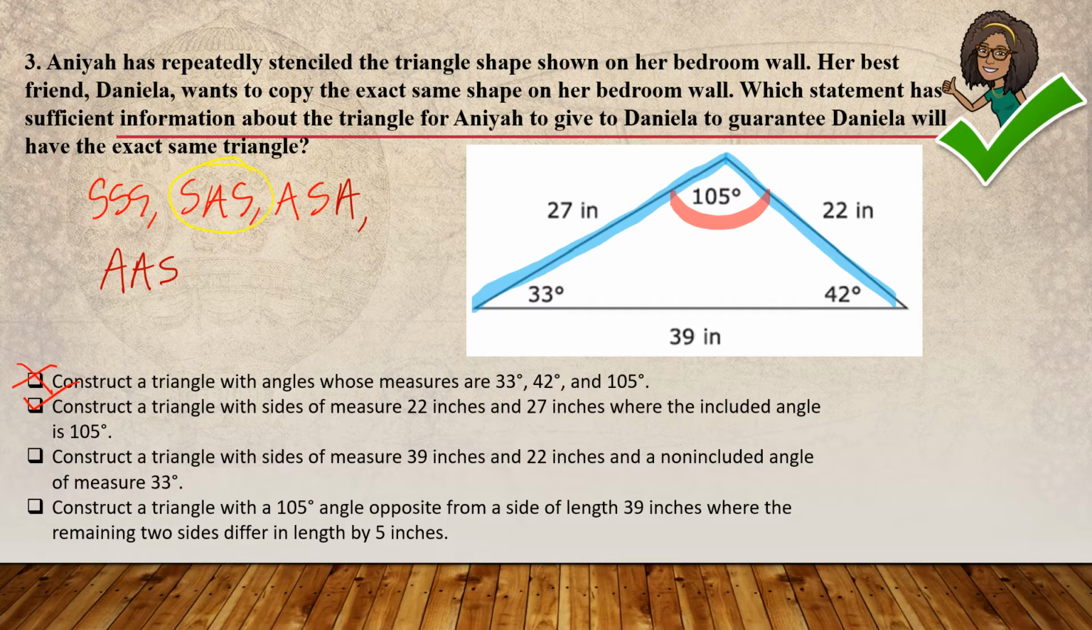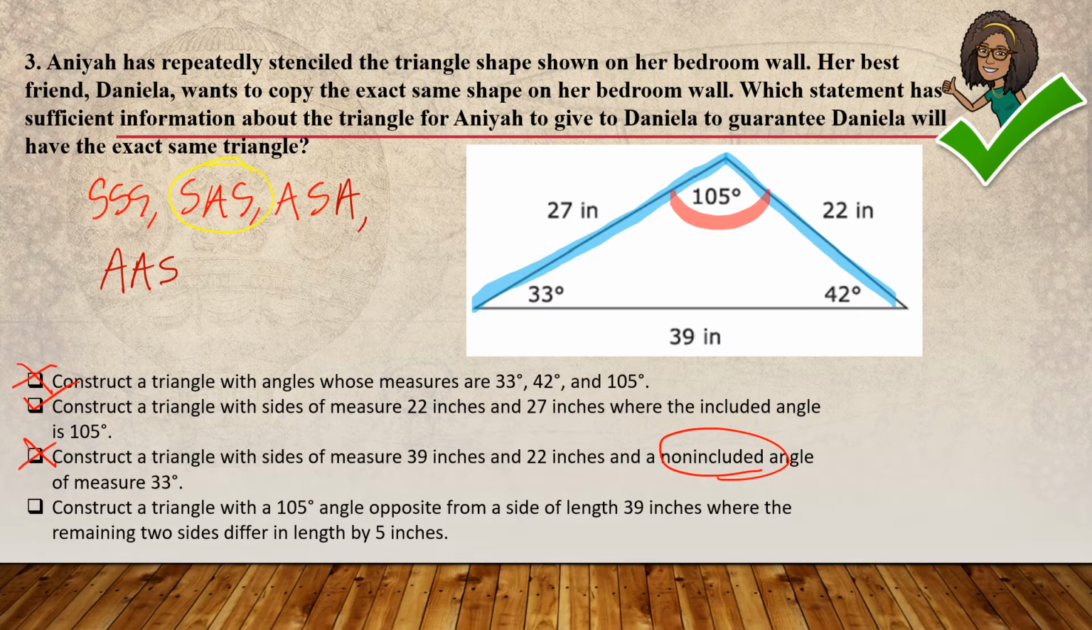Construct a triangle with sides of measure 39 inches and 22 inches and a non-included angle measure of 33. So the fact that it said non-included angle with 2 sides, we don't have any theorems here that have non-included angles with 2 sides, so we know automatically that that's not correct.